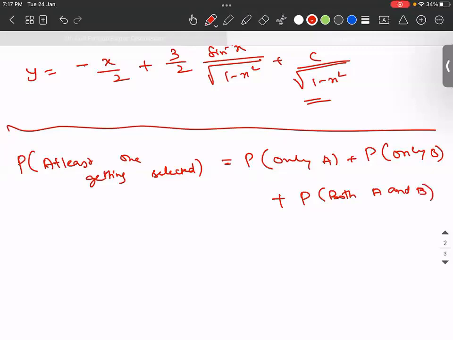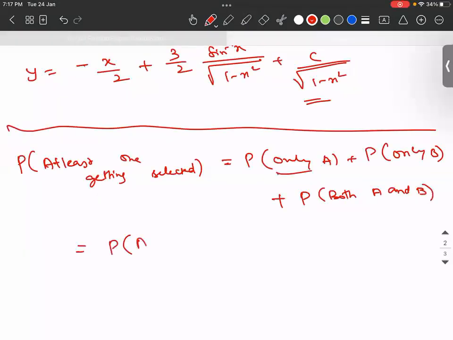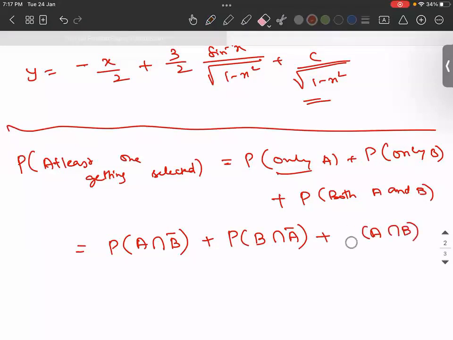So how will you frame the equation? Probability of only A, you should not write only P of A. What should you write? Probability that A got selected and B did not get selected. Correct? Plus probability of B getting selected and A not getting selected. Both should happen simultaneously. Or probability of A getting selected and B getting selected. Am I clear or not?